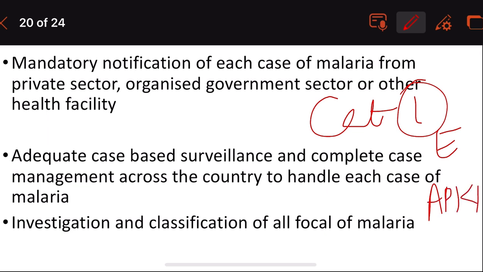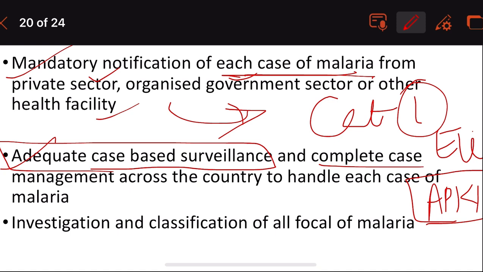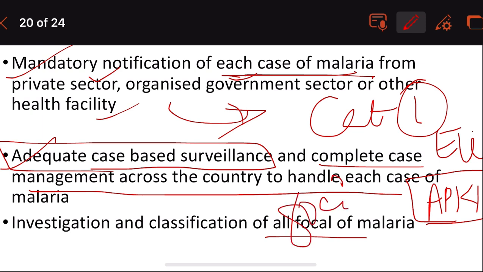less than 1. So since they are in the elimination phase, any case of malaria seen in the private, public, or government sector, we need to notify it. Next, the case-based surveillance should be adequate, and we have to give complete case management across the country so that each and every single case of malaria can be handled, and the investigation and the classification of all the foci of malaria. How can we investigate and classify the foci of malaria?